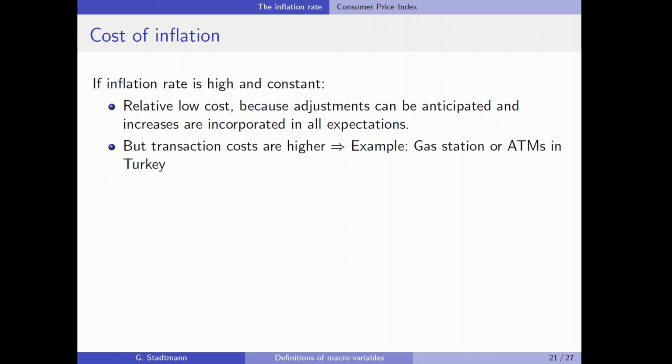This is due to the fact that, for example, price lists have to be printed. In case the inflation rate is 10%, we have to adjust the price list frequently. And price lists can be price lists within a company, catalogs, for example, or it could also be the menu card in a restaurant. All this stuff has to be adjusted more frequently in case the inflation rate is higher. And therefore, these kinds of adjustments cause some costs for the society.